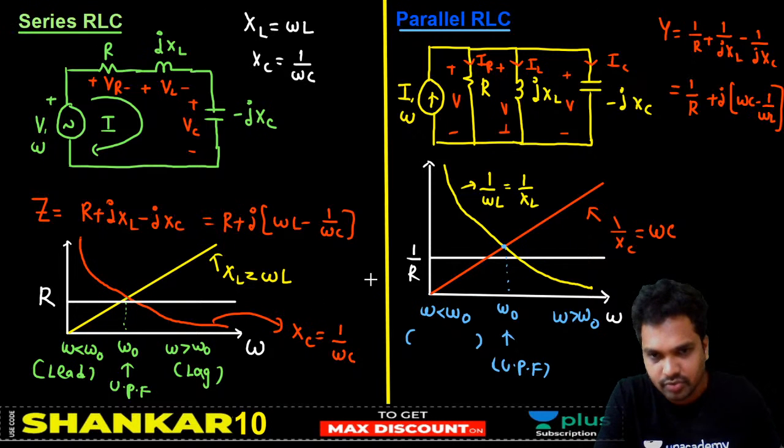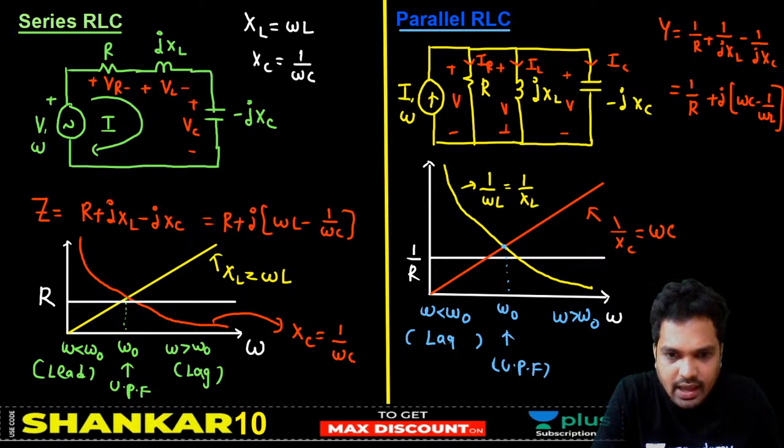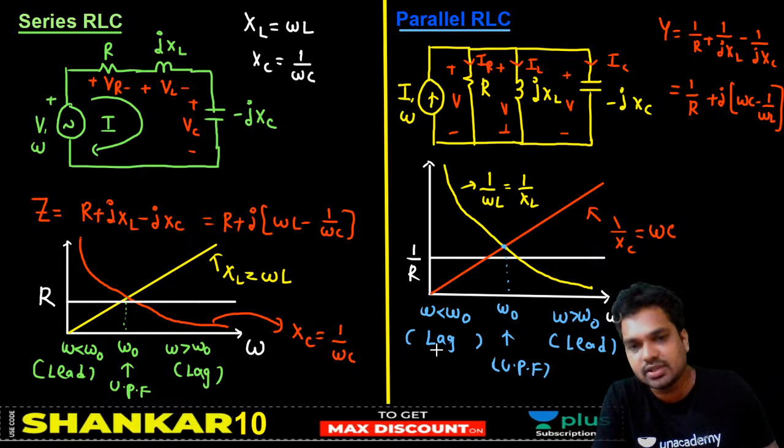Very good. Inductor is dominating means lag. If capacitor dominates, it is called lead. If inductor dominates, it is lag.